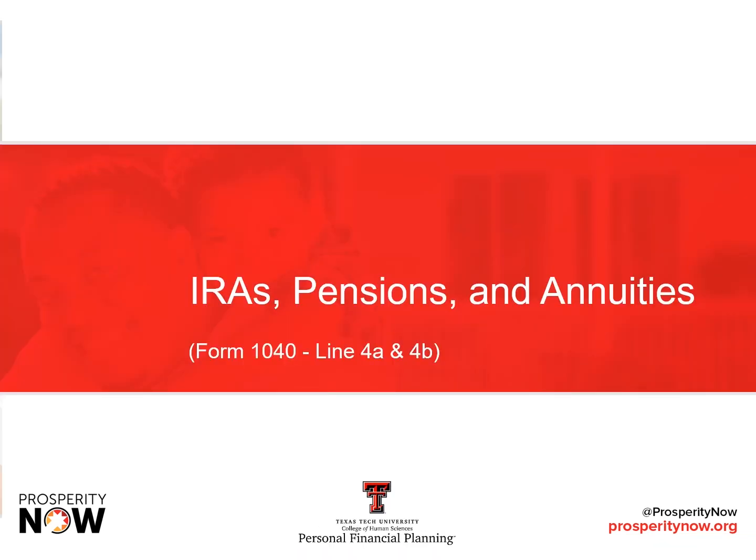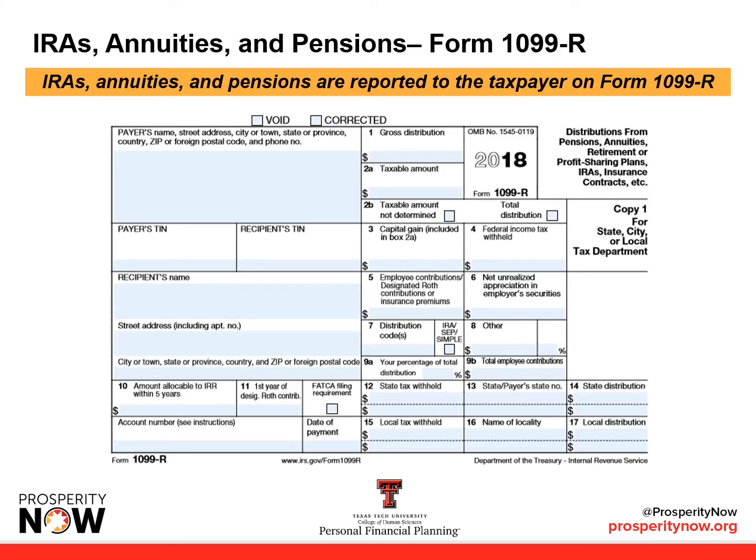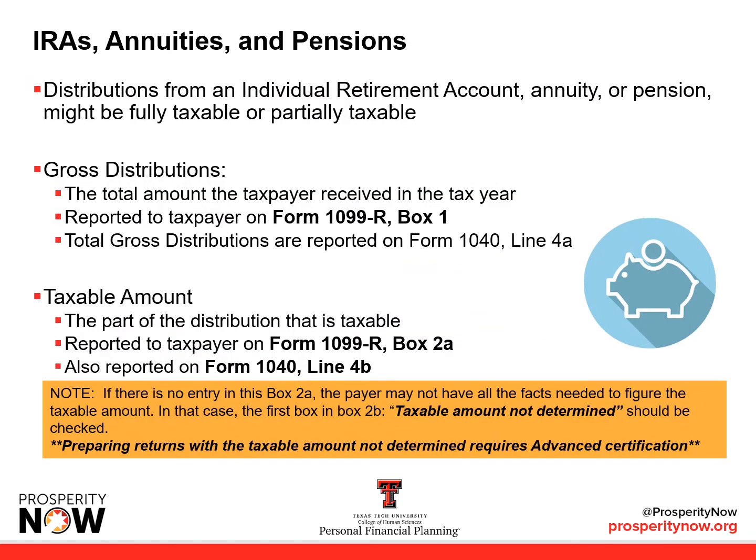Next, we'll talk about IRAs, pensions, and annuities. IRAs, annuities, and pensions are reported to the taxpayer on the Form 1099-R. Distributions from an individual retirement account, or an IRA, annuity, or pension might be fully or partially taxable.